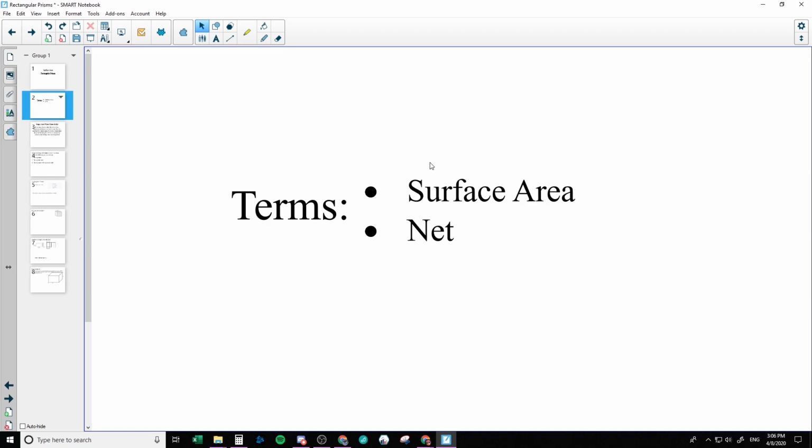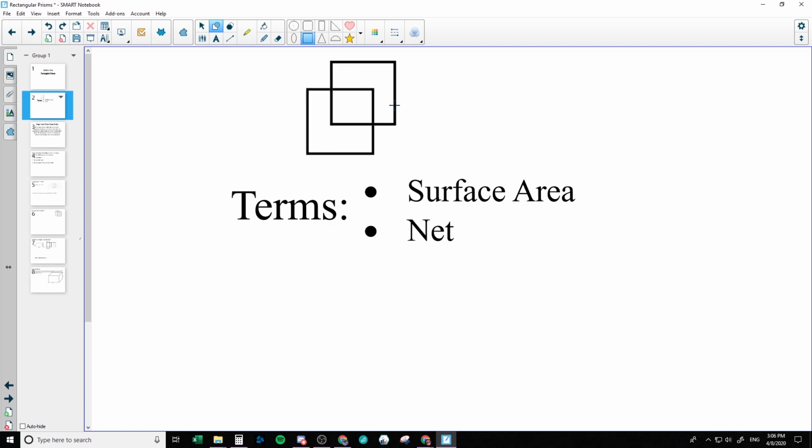When we're talking about surface area, this is the combined area of all sides of a three-dimensional object. So if we're talking about a cube, like this one here, then it would be the combined area of all sides of this cube, including the back one that we can't really see. Okay, so all of those sides together give us the cube.